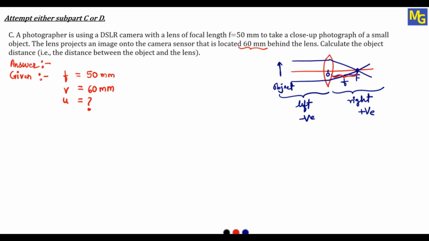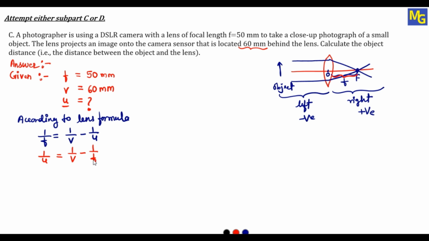Now we are going to write the formula. Which formula are we going to use here? We are going to use the lens formula. So I'll write it here. According to the lens formula, 1 by f is equal to 1 by v minus 1 by u. This is the formula. Now before substituting the values, you have to rearrange the formula. We have to find out u here. Therefore, by rearranging, we will get 1 by u is equal to 1 by v minus 1 by f. Now the formula is ready to substitute the values.